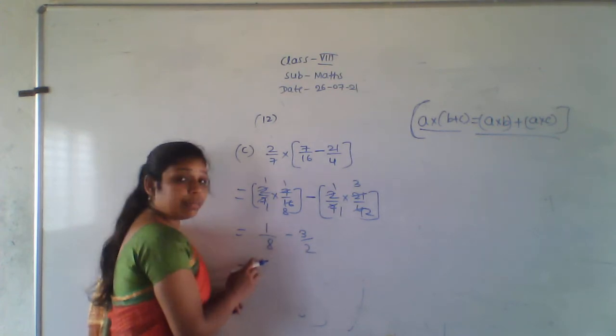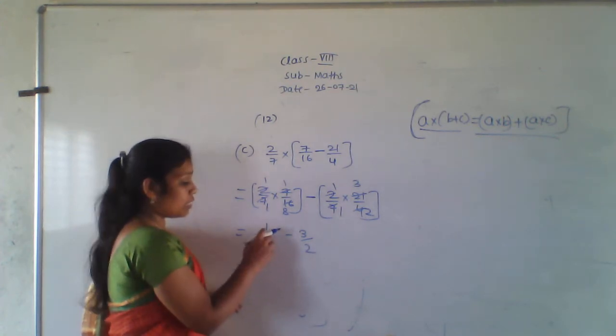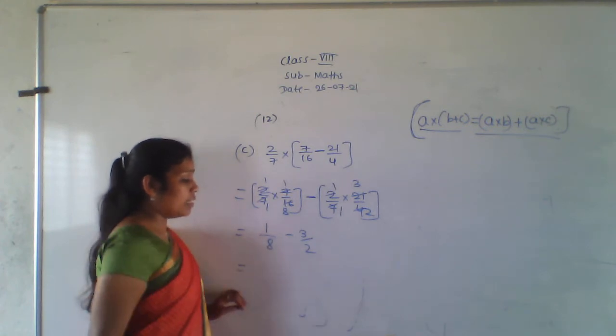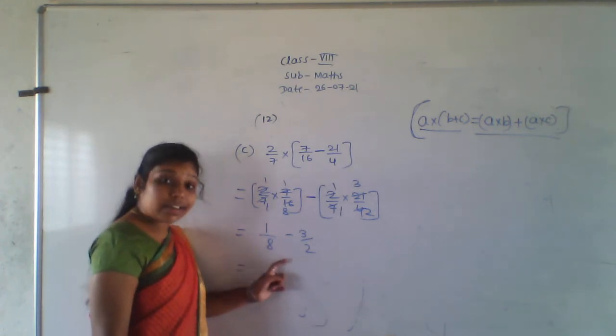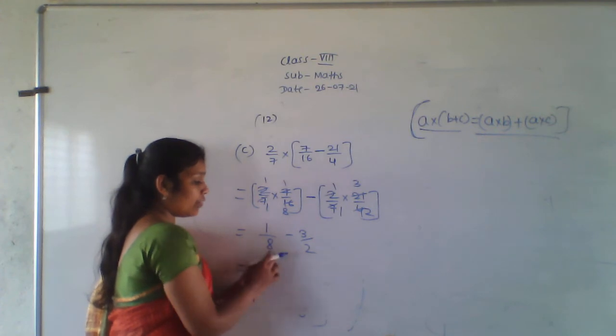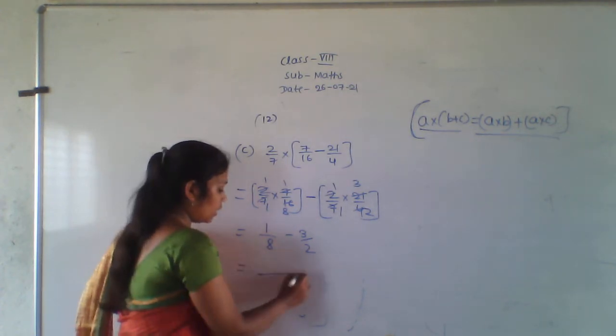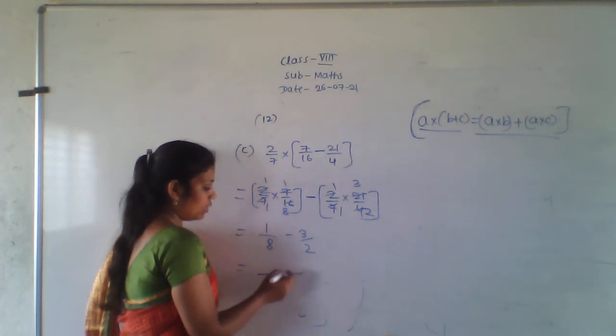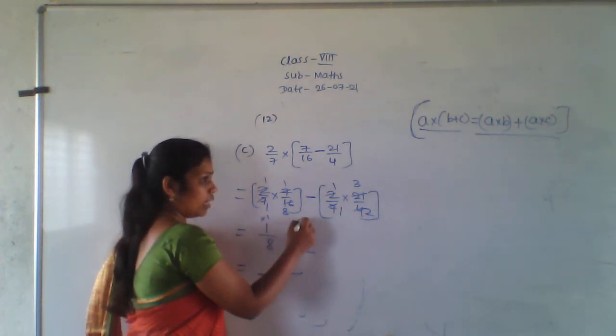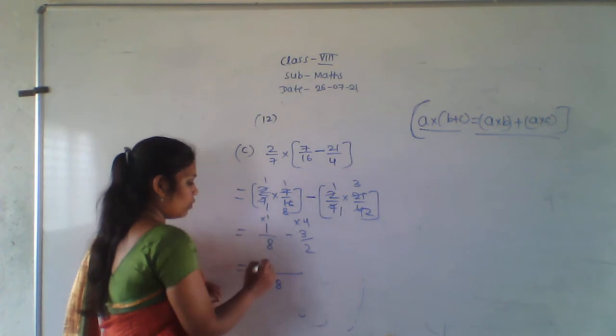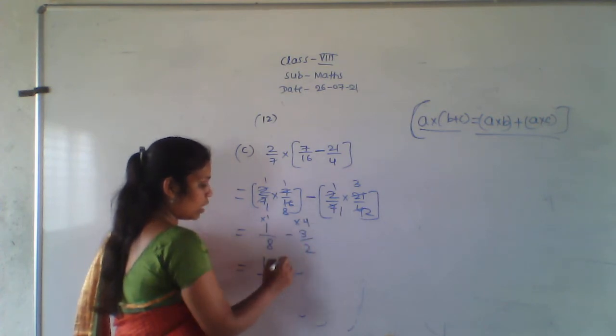But what is the LCM here? Before taking that subtraction, we have to find the LCM, because the denominators are different. So take the LCM of 8 and 2. What is the LCM of 8 and 2 here? That is 8, right? 8 ones are 8, and here 2 fours are 8. So here 1 ones are 1, minus 3 fours are 12.